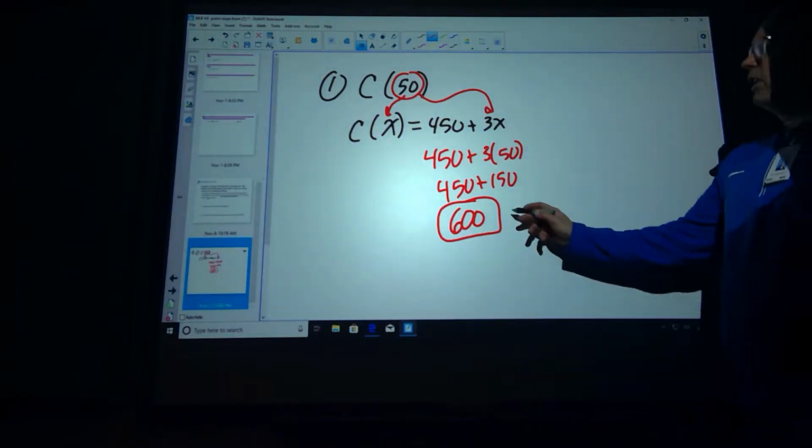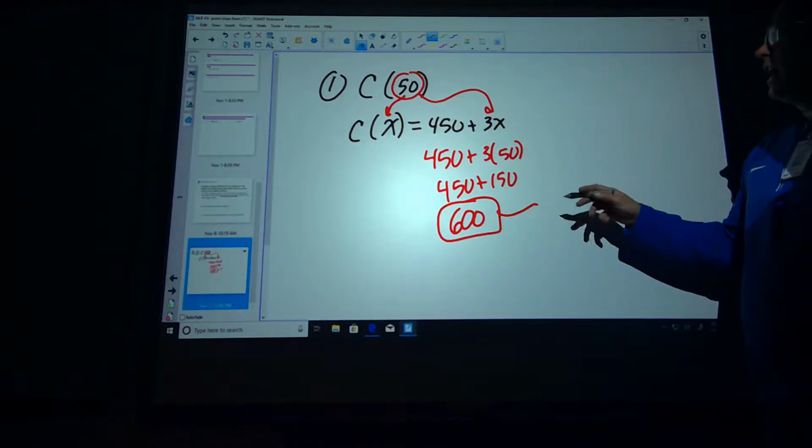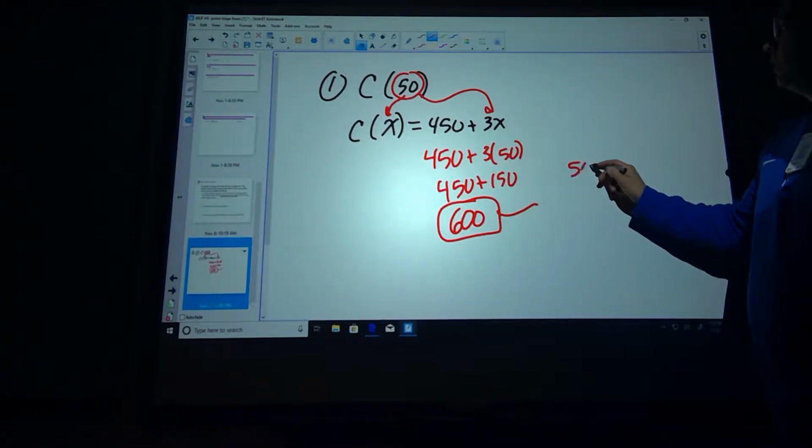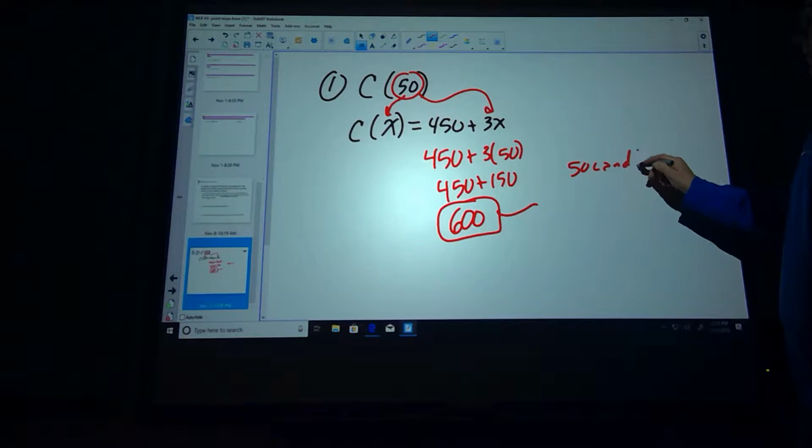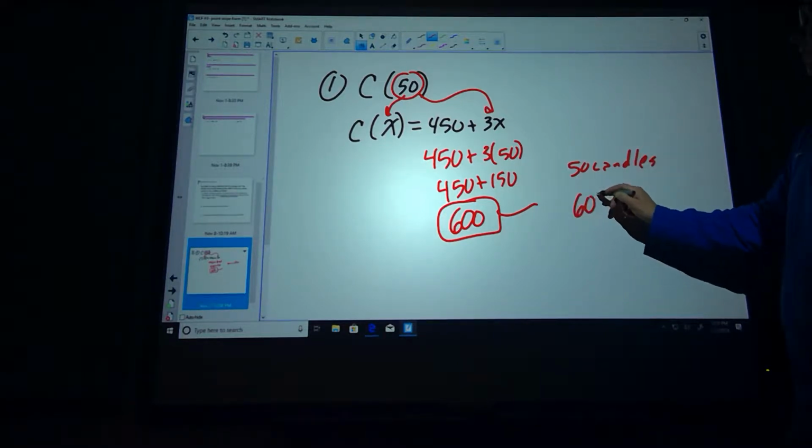All right, so 600. This means if we produce 50 candles, it's going to cost $600.